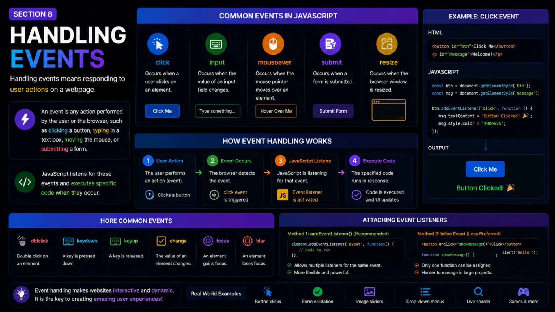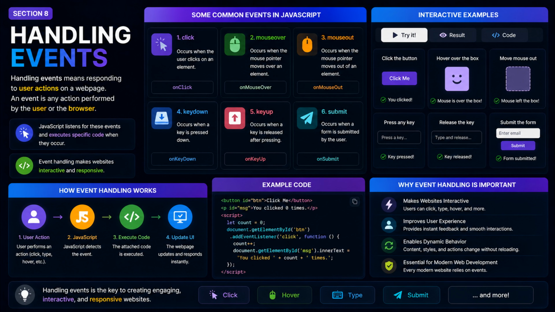Section 8. Handling events. Handling events means responding to user actions on a web page. An event is any action performed by the user or the browser, such as clicking a button, typing in a text box, moving the mouse, or submitting a form. JavaScript listens for these events and executes specific code when they occur. Some common events are click, mouseover, mouseout, keydown, keyup, and submit. Handling events makes websites interactive and responsive. Without event handling, users would not be able to interact with a website effectively.